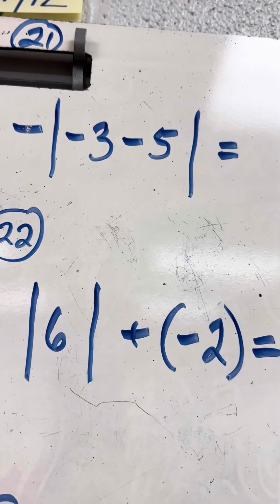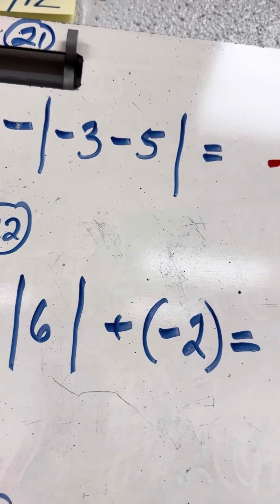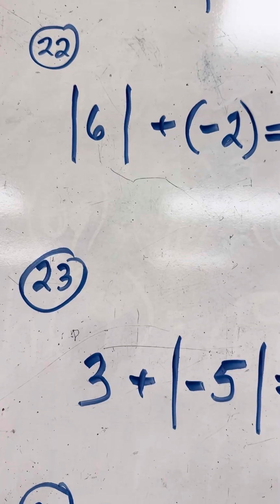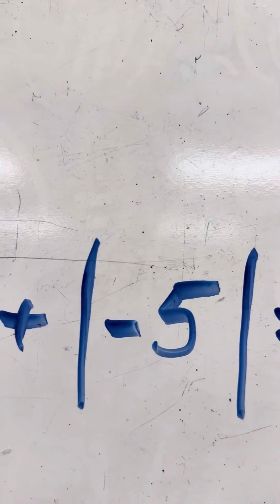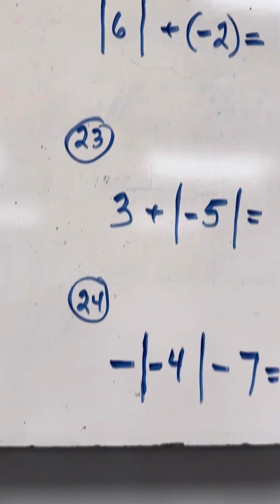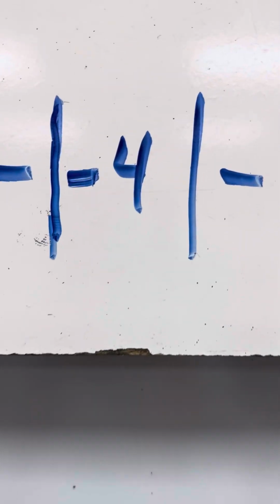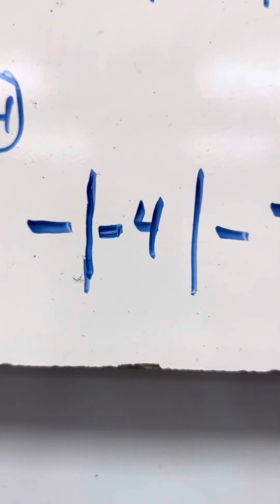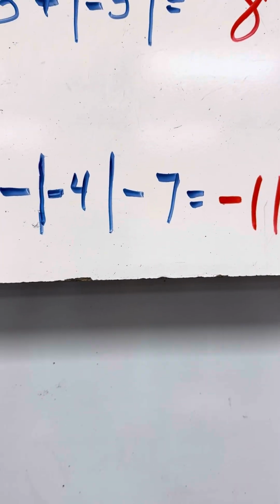Absolute value of 6 is 6. 6 and -2 is 4. Absolute value of -5 is 5. 3 plus 5 is 8. Absolute value of -4 is 4. The negative of that is -4. -4 minus 7 is -11.